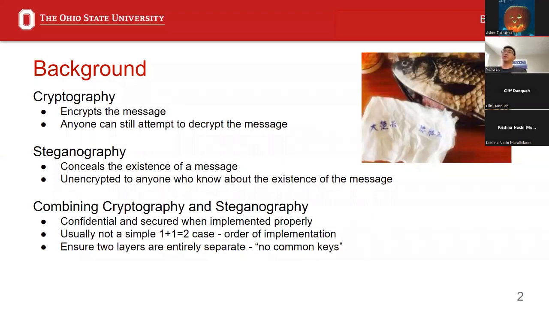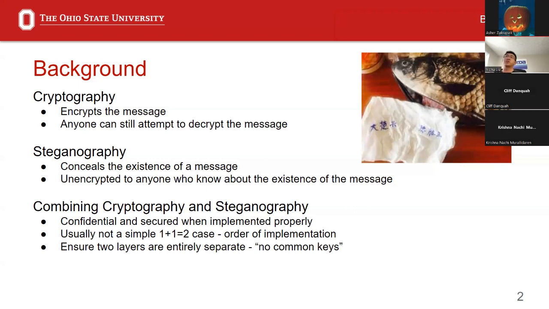Cool. So steganography and cryptography are two different techniques that maintain data confidentiality and integrity. Cryptography encrypts the message. However, anyone can still attempt to decrypt the message. Everybody knows about the existence of an encrypted message. On the other hand, the purpose of steganography is to hide a secret message in digital media in a way that does not allow anyone to detect the existence of such secret messages.